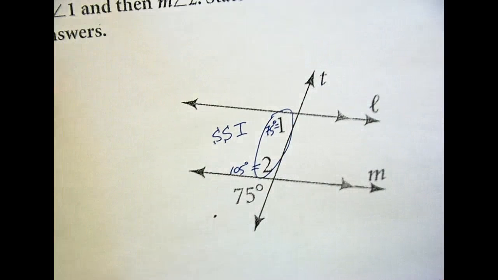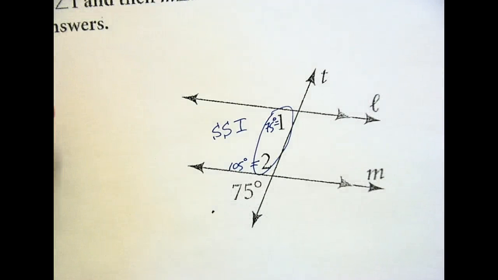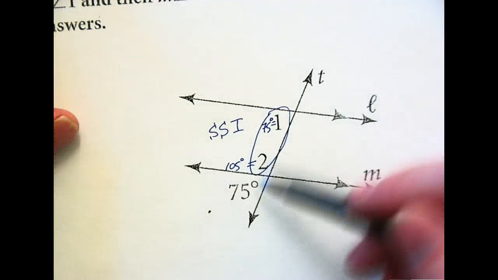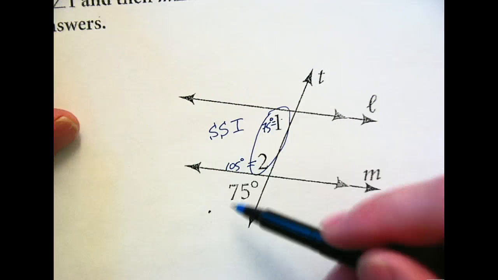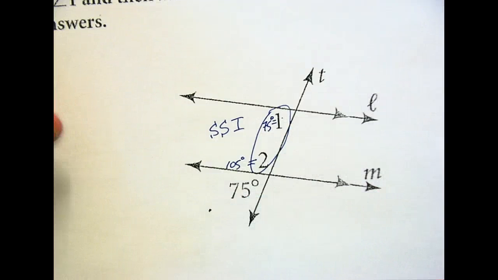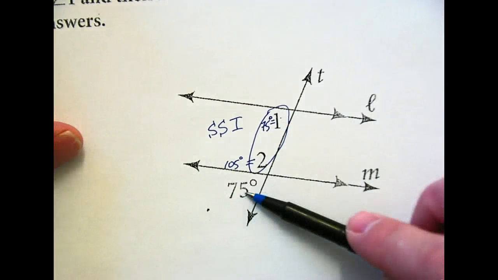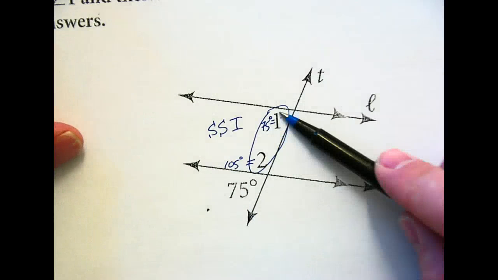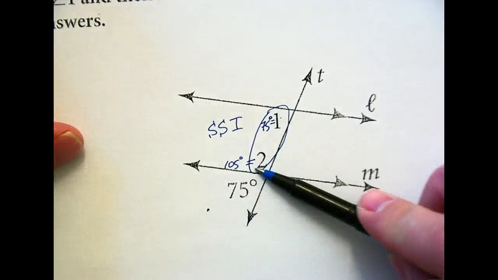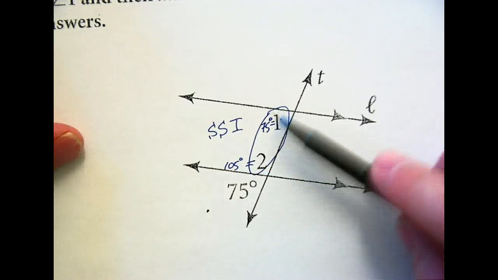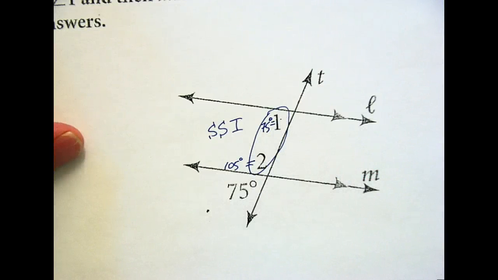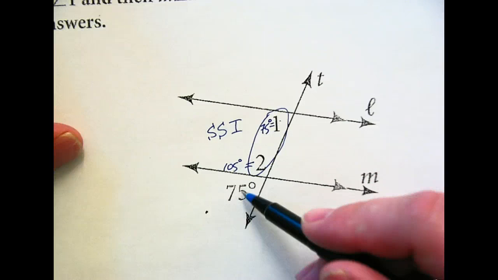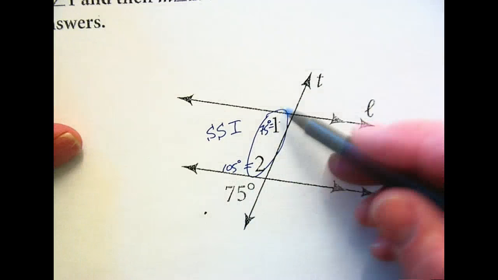What's another way of thinking about it? Go ahead, Bethany. That angle 1 and 75 are the same. What do we call those, Grace? Corresponding angles. Good. So you could say 1 and 75 are the same based on corresponding angles, and then angle 2 is 105 based on same side interior. So there's two different ways you could go about it. You could say supplementary and same side interior, or you could say corresponding and same side interior.